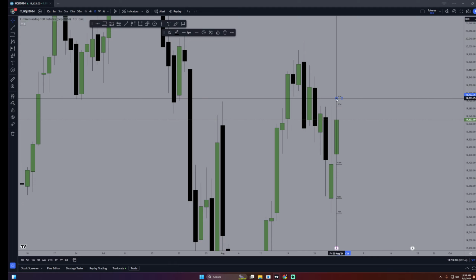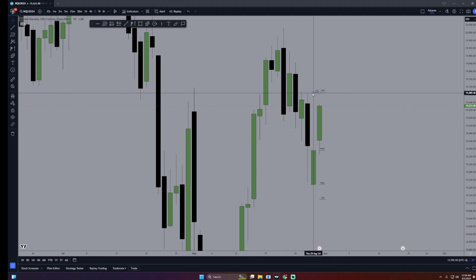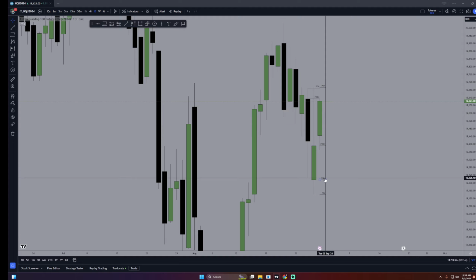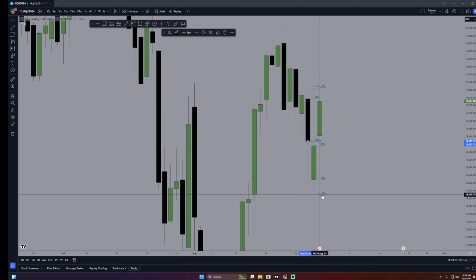So, let's see. Previous day body high. And previous day high. Previous day body high. Previous day body low. And previous day low. Scoot it over one so it's to present day.